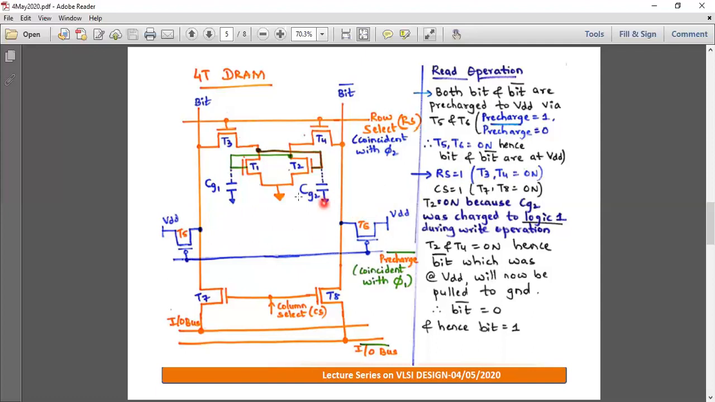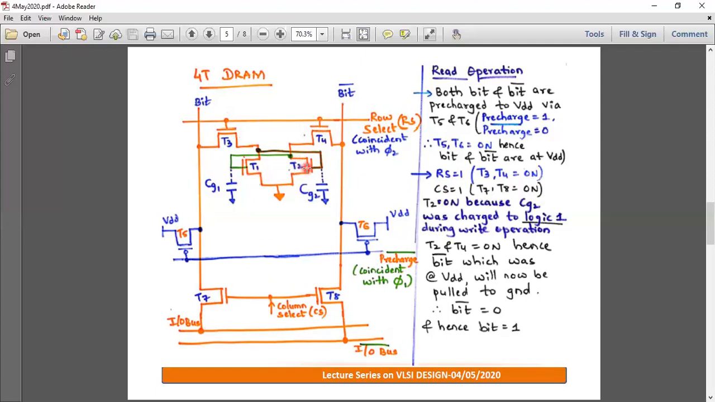Now to read the data stored in the memory cell, again row select line should be made 1, column select line should be made 1. So RS1, CS1. If we make row select 1, these T3 and T4 transistors will turn on because these are NMOS transistors. And if you make column select 1, T7 and T8 transistors will be on. And Cg2 was holding logic 1, hence T2 transistor will be in on state. And Cg1 was holding 0, hence T1 transistor will be in off state.